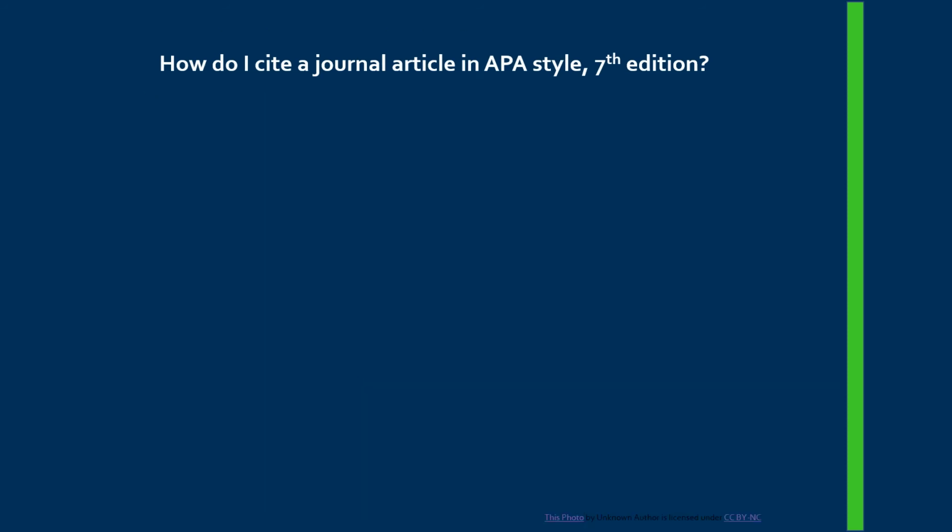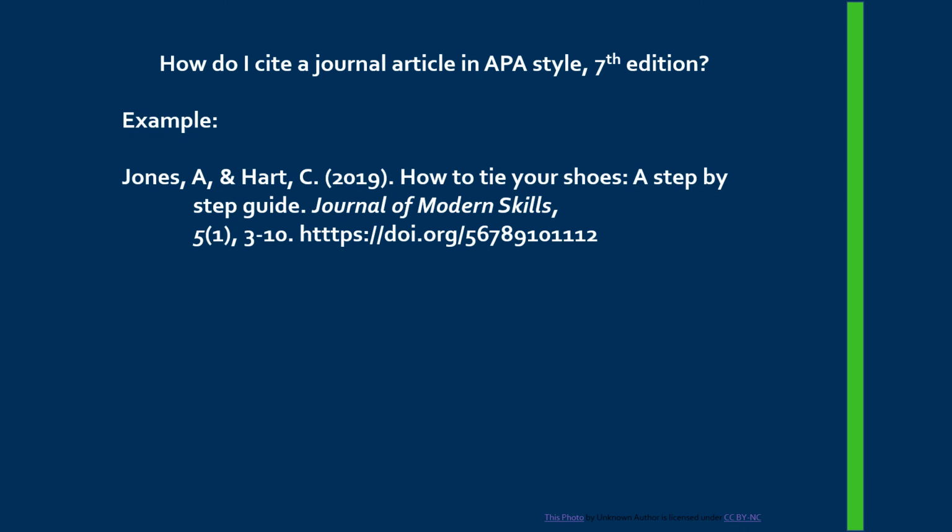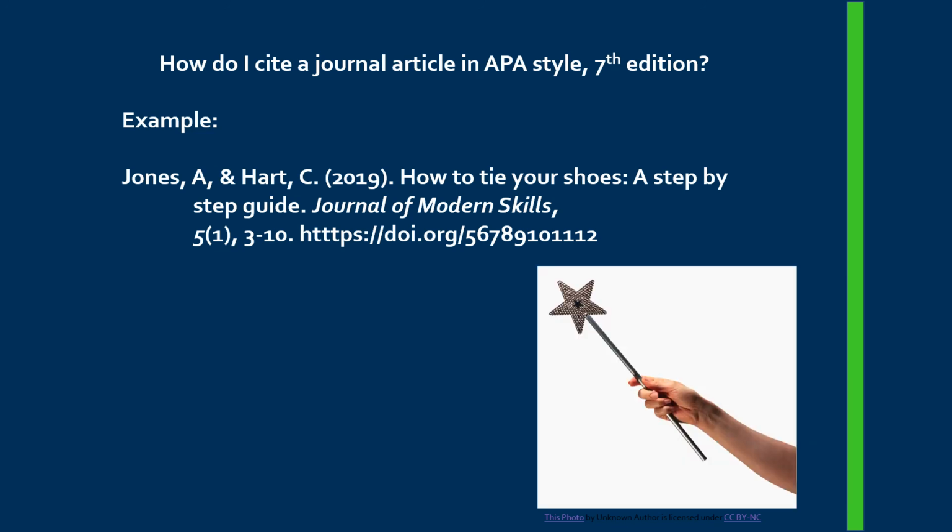So let's look at an example. Here we have our authors in the author position. Notice we have their last names and initials, and we have an ampersand before the final author. Also notice the capitalization for our journal article title and the journal title. Finally, notice how our DOI is formatted as a live link. And voila! It's magic! Now you know how to cite a journal article in APA Style 7th edition.